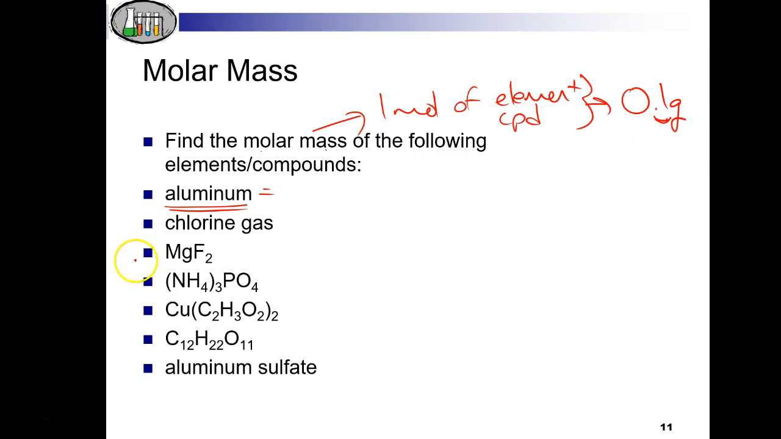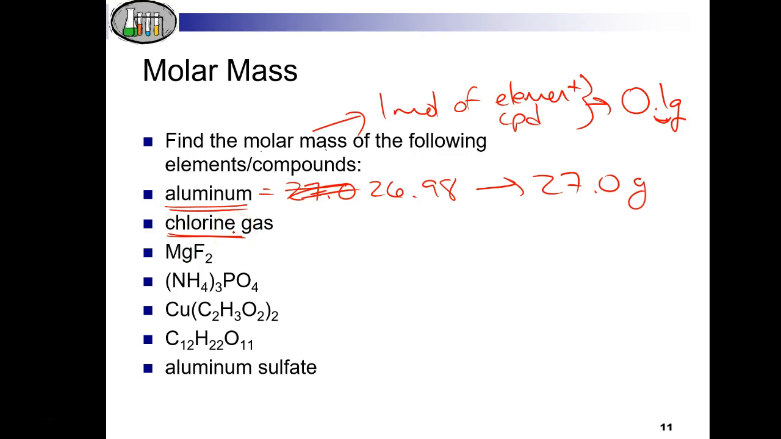So if you look up aluminum, it says 26.9 something. Well, it rounds up to 27.0. So for the aluminum, it says 26.98. We're going to round that to 27.0. Units are grams.